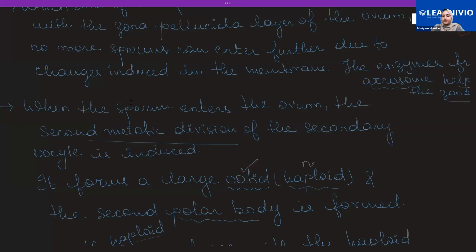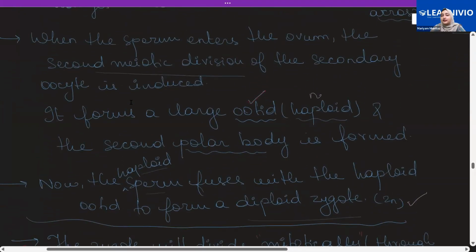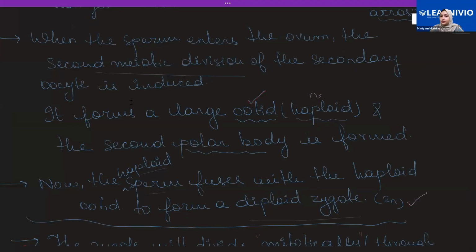Golgi apparatus. Now, when the sperm enters the ovum, the second meiotic division gets induced. Then a large ootid is formed, which is haploid, and along with that the second polar body is formed. As the sperm is now entering, it will fuse with the ootid to form the diploid zygote. Got it? Yes, ma'am.